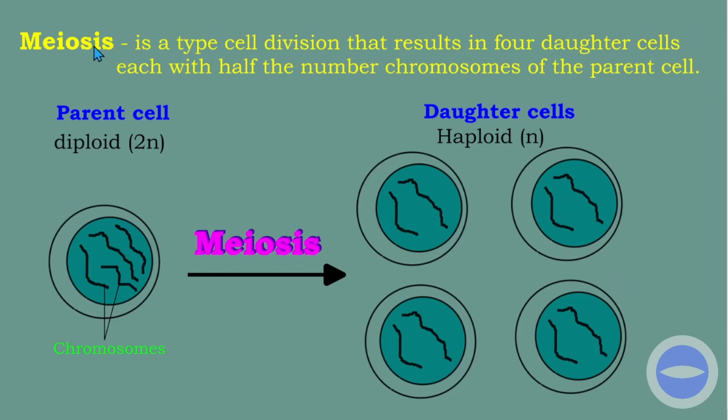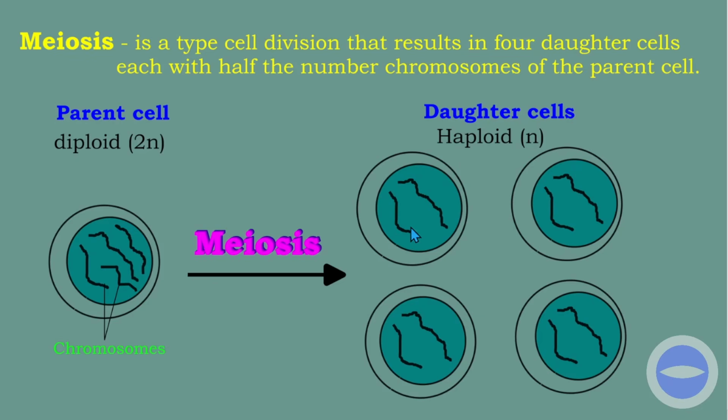So meiosis is a type of cell division that results in 4 daughter cells, each with half the number of chromosomes of the parent cell. See here in the sketch, we have a parent cell. The parent cell has 4 chromosomes. Then meiosis takes place. We have 4 daughter cells, and the cells each contain 2 chromosomes.